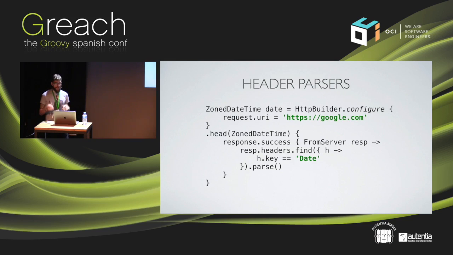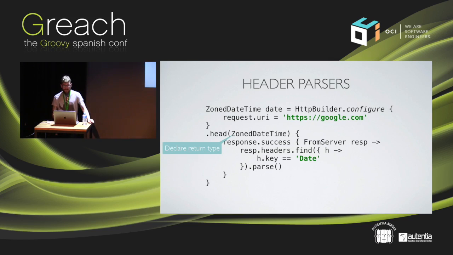So you see I've got once more the pattern of configure and request. This time it's a header request. And you'll notice a couple of things about it. First is I've declared a return type, so I've declared a return type invoking the method and provide it with a configuration closure. And then I have to parse the headers which are returned. So that's fairly easy as well.